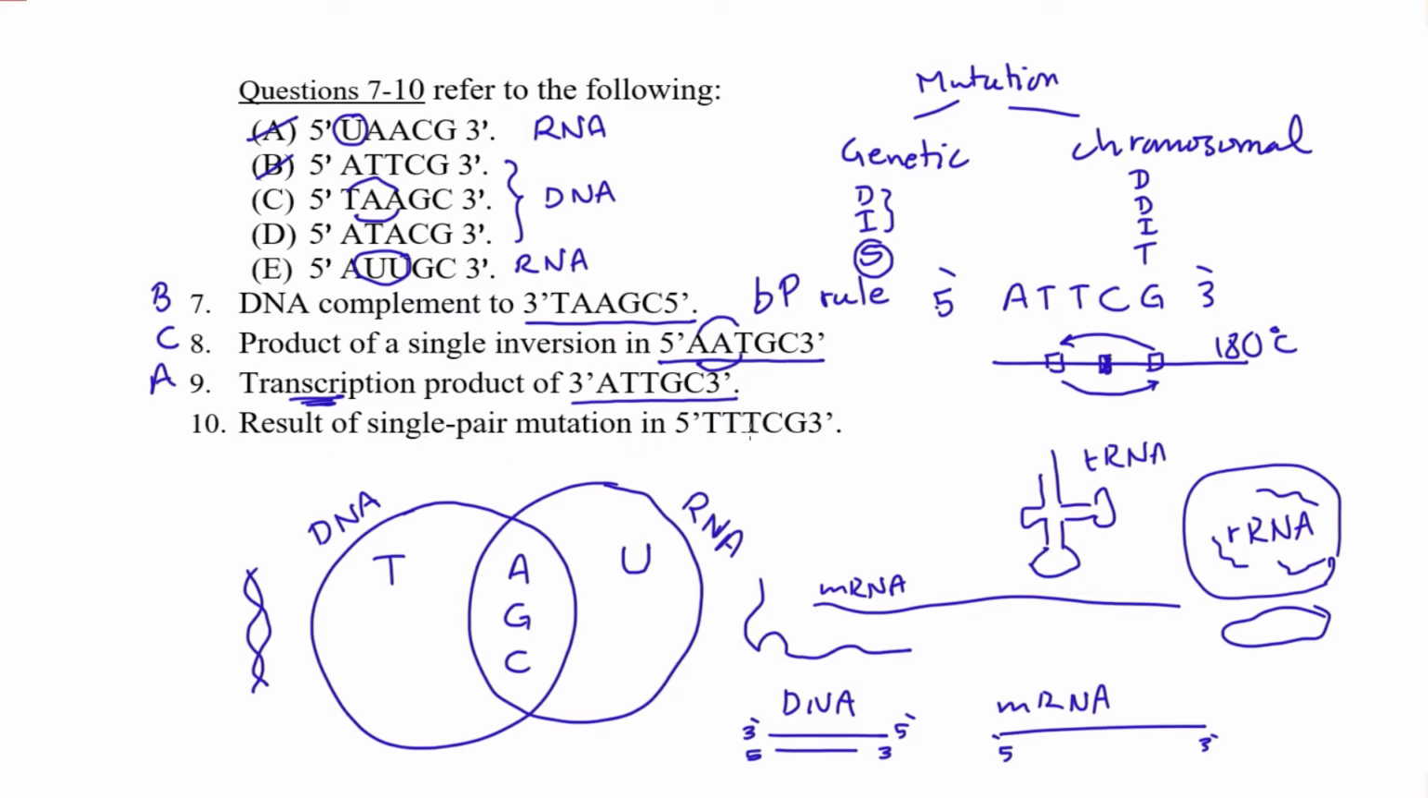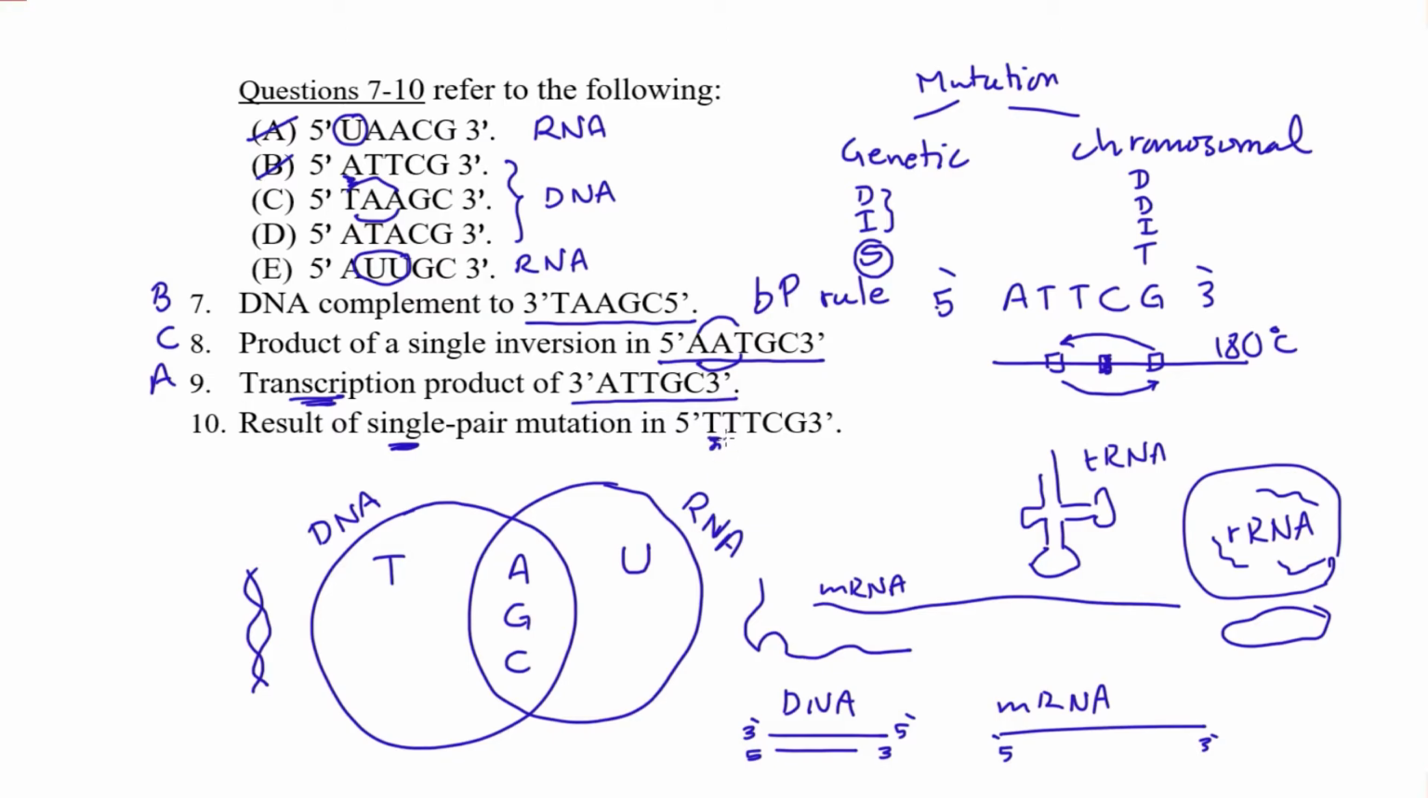A result of single pair mutation, TTTCG, TTTCG, but it's replaced by A. It's okay. So the first T is replaced by A. So number B may be true answer, but you have to look for another answer in C and D. Okay, TTTCG become TAA. No, two. So two nucleotides are replaced, but here the question is asking about just one single. So number C is wrong.